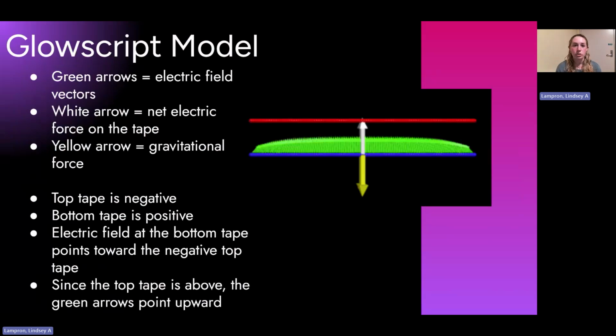And here is my new GlowScript model with the line of charge model. The green arrows represent the electric field vectors. The white arrow is the net electric force on the bottom tape, and the yellow arrow is the gravitational force. The top tape we're defining as negative and the bottom tape is positive, which means that the electric field at the bottom of the tape points towards the negative top tape. And since the top tape is above, the green arrows point upward.